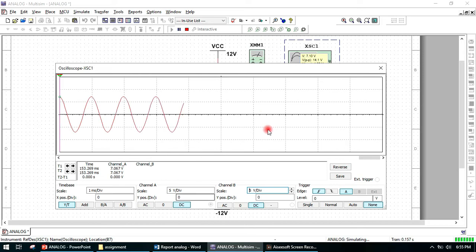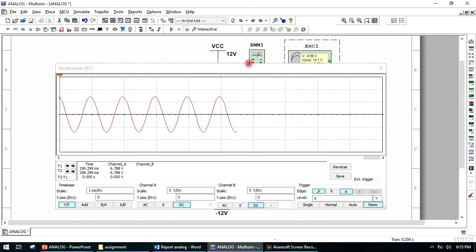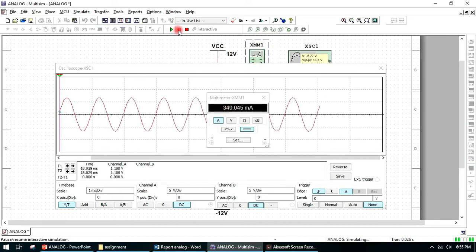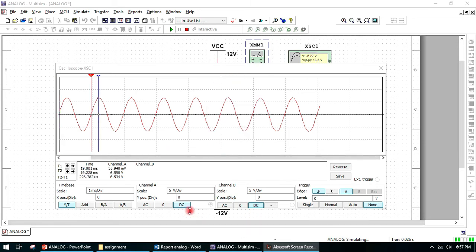Based on the simulation in Multisim, we obtain the value of current IDC is 349.48 milliampere, and the output voltage peak to peak is 6.659 volt.